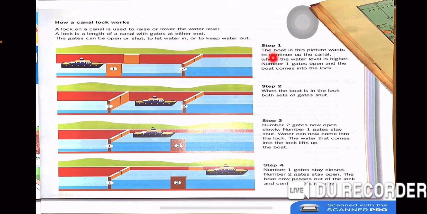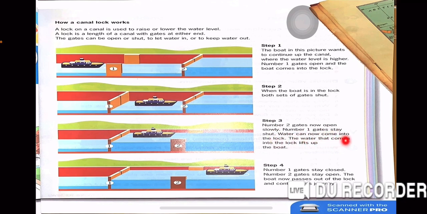Step number 1. The boat in this picture wants to continue up the canal where the water level is higher. Gates number 1 open and the boat comes into the lock. Step 2. When the boat is in the lock, both sets of gates shut. Step 3. Number 2 gates now open slowly. Number 1 gates stay shut.